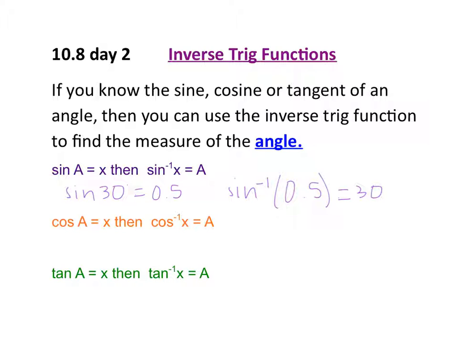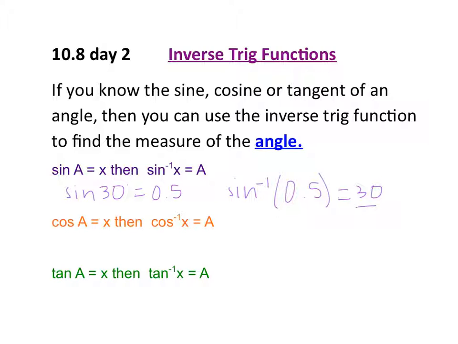So right now on your calculator, please hit the button second sine, which will give you the inverse sine. You'll see sine to the negative first above that button on your calculator. Then type in 0.5, and you should end up with 30. So it's just a reversal. If we know a side length, we can determine an angle. Before, we were determining sides based on the angles.